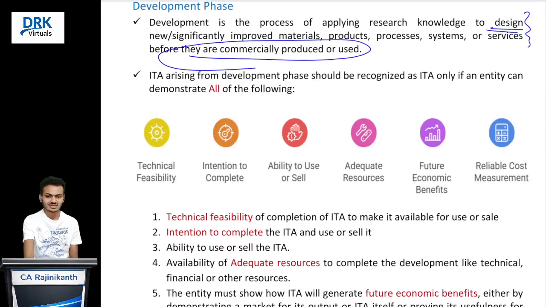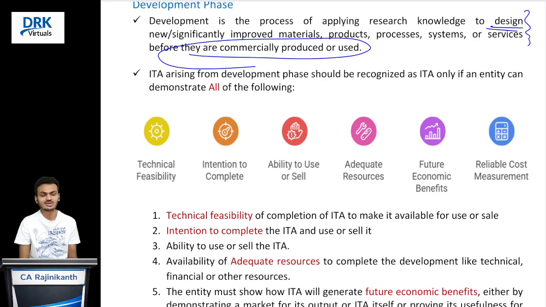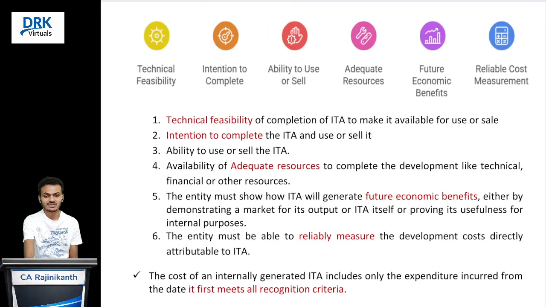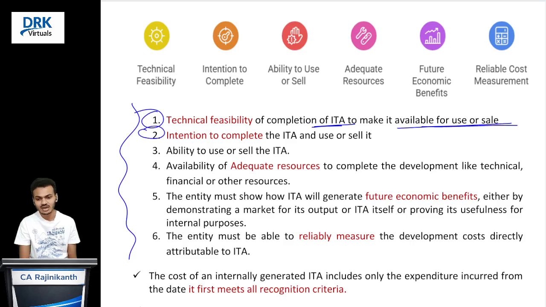So what we discussed: any expense incurred during the development phase can be capitalized only if it satisfies all these 6 conditions. What are they? Entity should prove that it is technically possible to complete the intangible asset for making it available for use or sale, and entity should have the intention to complete it, and after completion to use it or sell it.